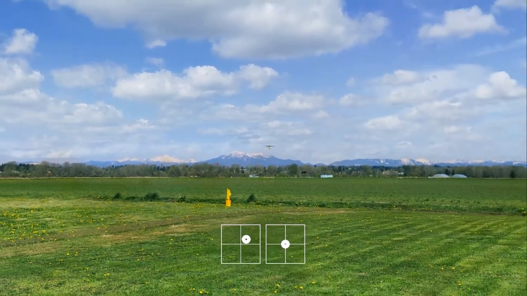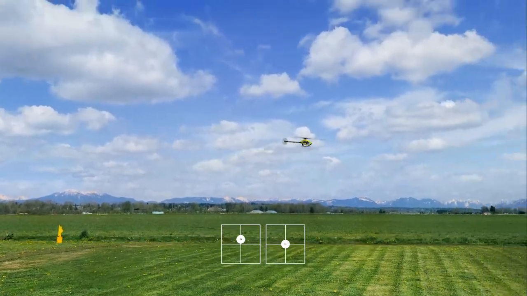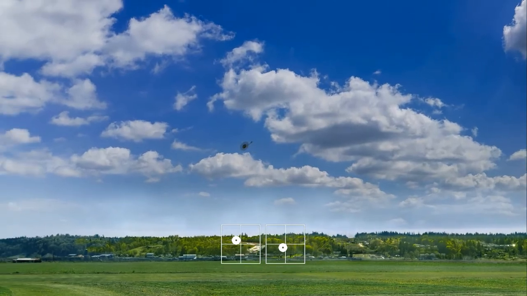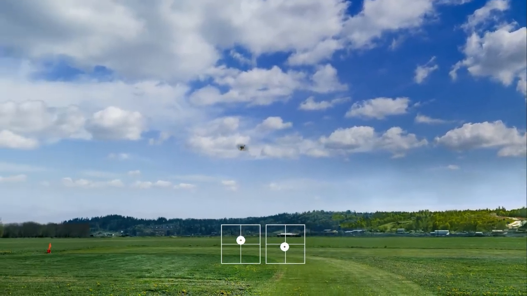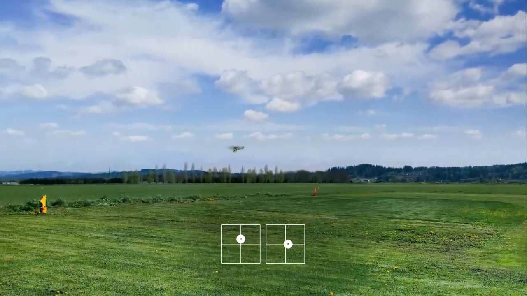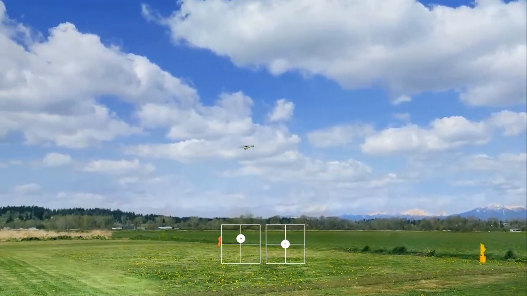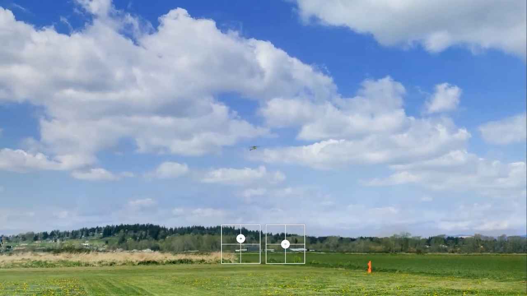So the tail, right and left tail. And now the nose, right and left nose. So we turn around here. Now the tail, see, left and straight now. Okay. And now it's going to be the nose, right and left nose. Now if we turn around, the tail is left and right tail.